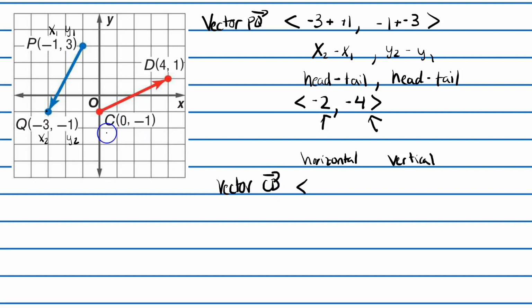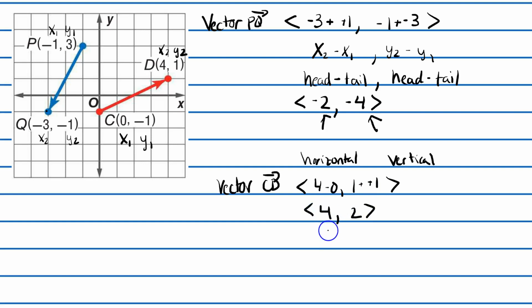So once again, we're going to start from the head to tail. So x1, y1, x2, y2. So we have 4 minus 0, comma, 1 minus -1. 4 minus 0 is 4. And change those signs. We have 2.